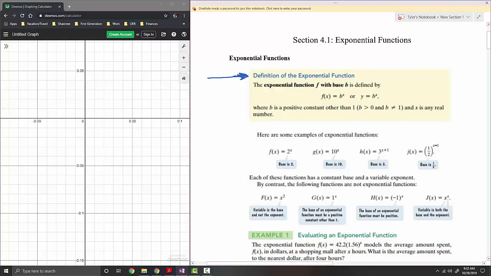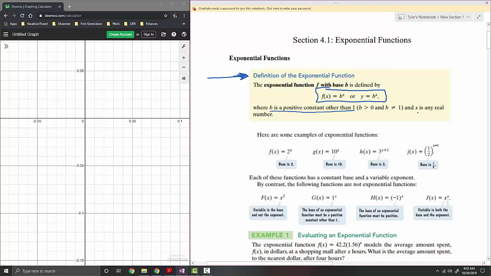So basically an exponential function is a function that looks like one of these two forms, either in functional notation or just an equation using y. But we have some restrictions about b. We're told that b is positive, constant, other than 1. So constant meaning it's not a variable, it's just some positive number we're putting in that doesn't change depending on what x you put in.